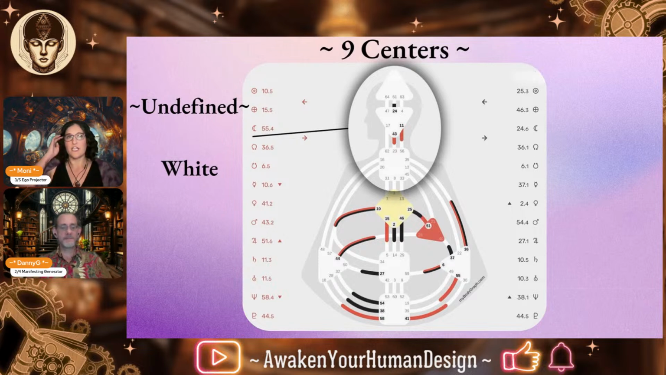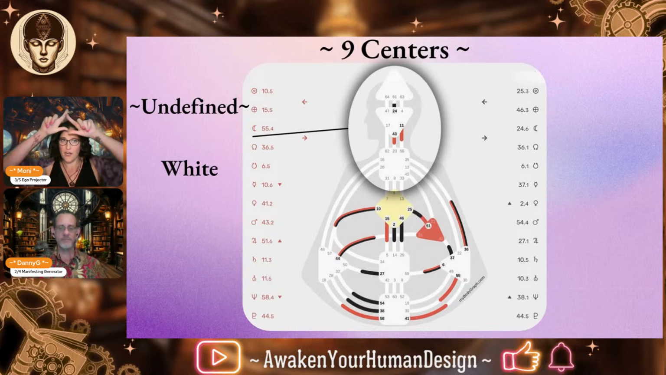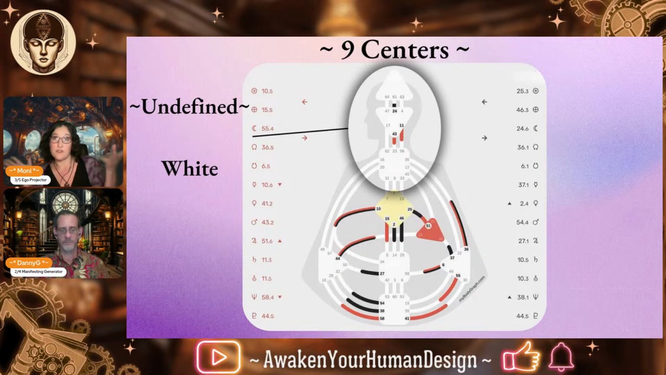Yeah, and just to further clarify that, because there's often confusion about the difference between undefined and open, and they're kind of used interchangeably, and then completely open. If you look at this example, the head, the white triangle pointing up at the very tip top, has no activations. It's completely open. All three of those gates are just open and ready to receive. Whereas the downward pointing triangle, the ajna, has three hanging gates.